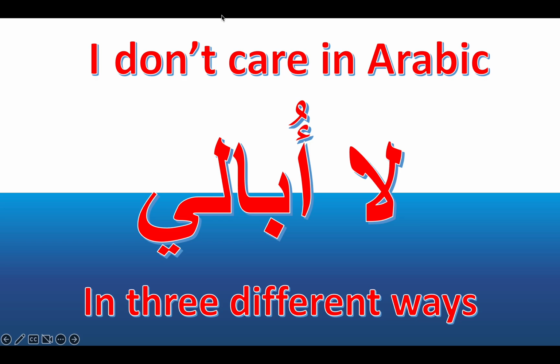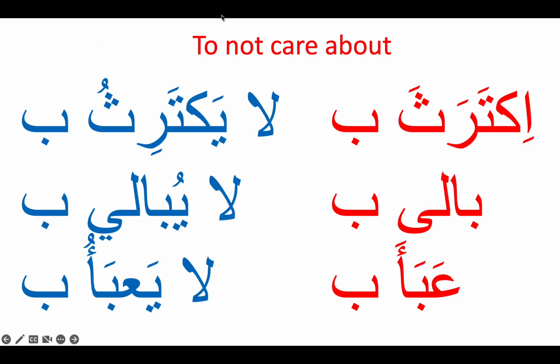In today's lesson, we are going to learn something really useful, which is how to say I don't care in Arabic in three different ways. So we're going to learn three different verbs to convey this. And one of them, as you can see here, is لا أبالي. So, without further ado, let's get started. لنبدأ.